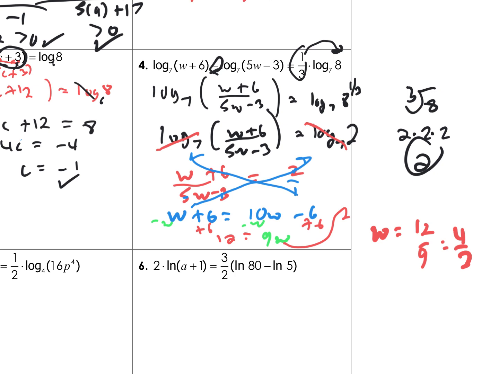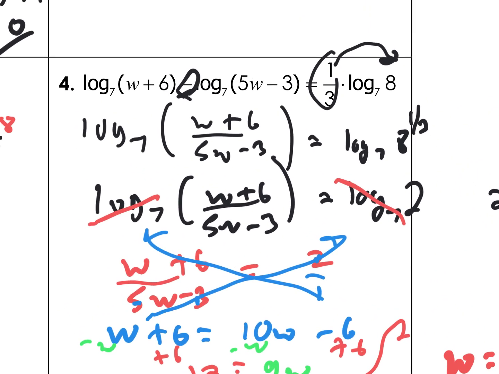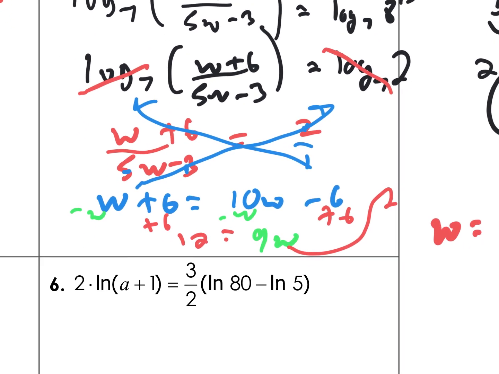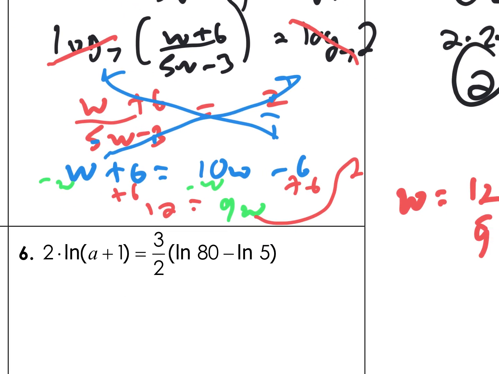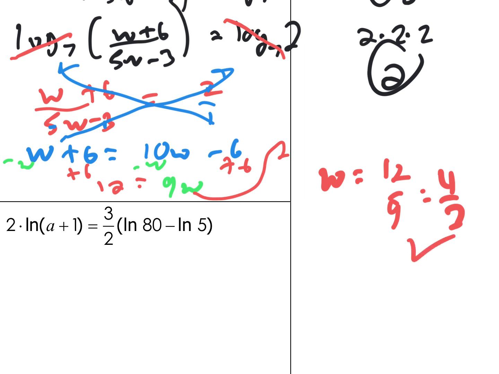And let's see here. If I plug 4 thirds into either of these, that stays positive. 4 thirds, that becomes 20 thirds, which is bigger than a 3. So that's positive, so we're good. That answer works out well. 4 thirds is a perfectly good answer.